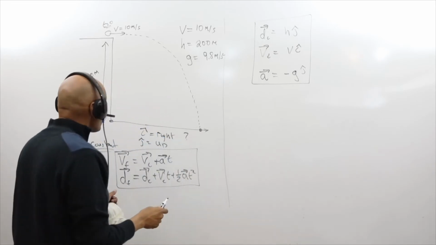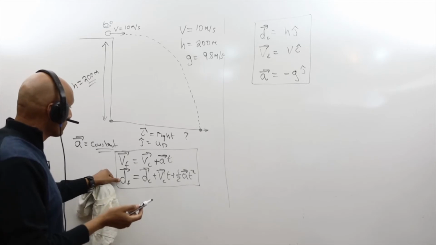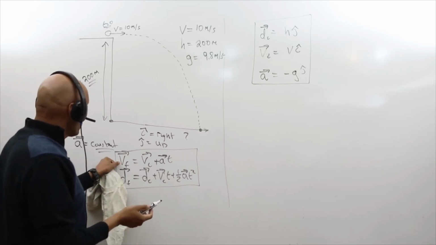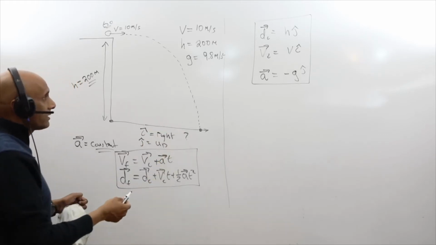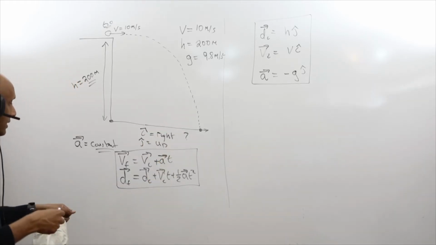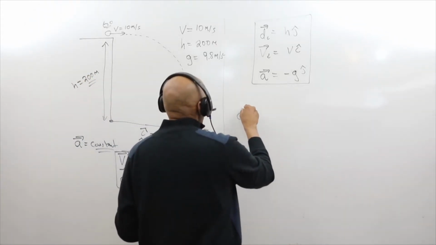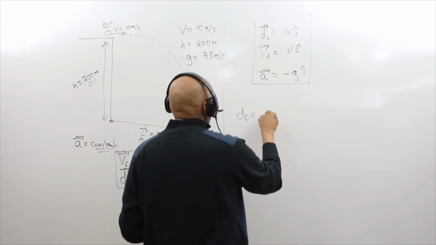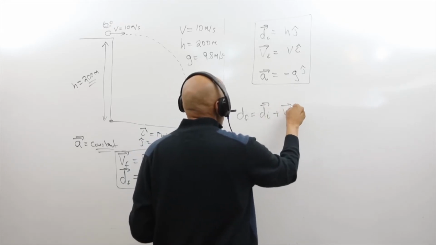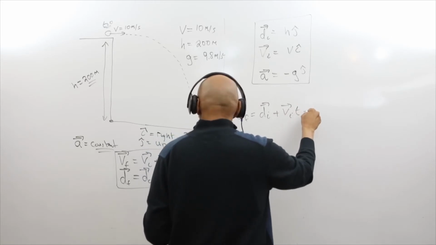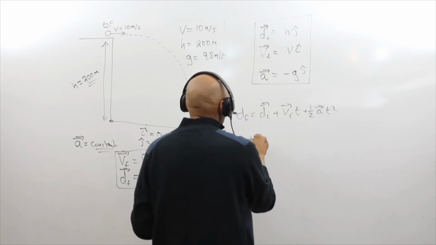We don't know exactly what time it lands, and we don't know where it lands, but let's plug into the first equation. We can try the second equation, but as I know the answer, and you'll start getting used to this, I will be using the second equation. So this is d initial plus v initial times time plus 1/2 a t squared.